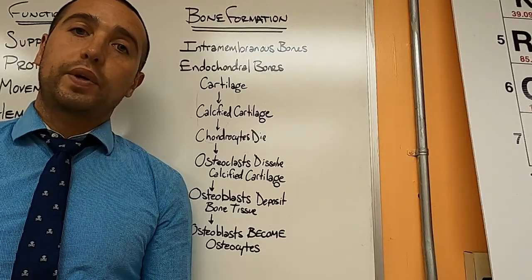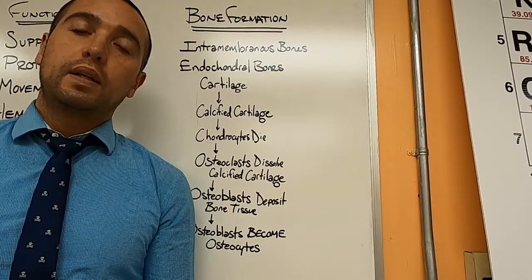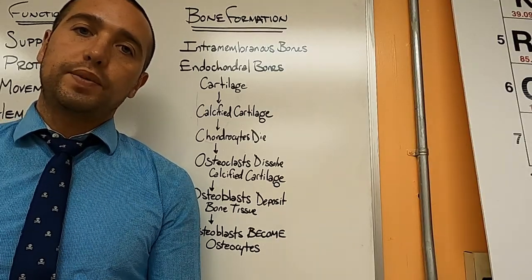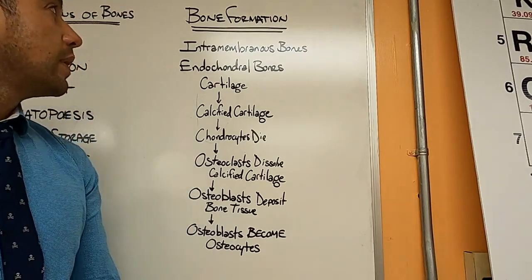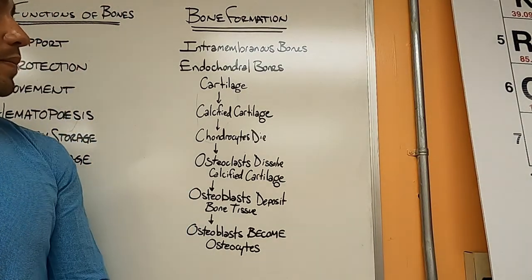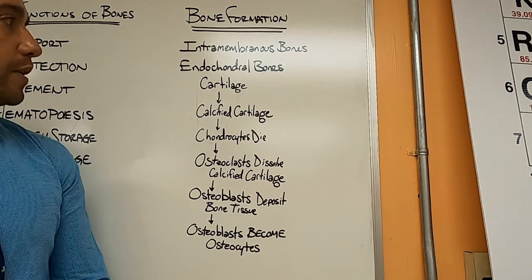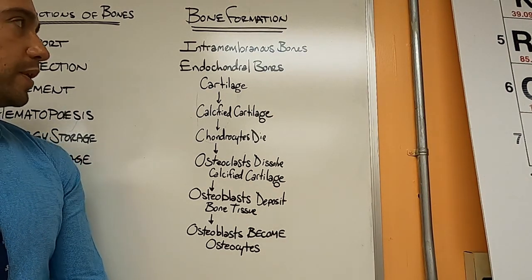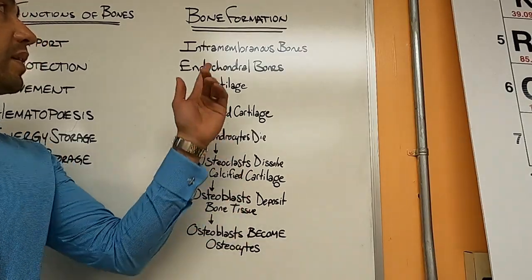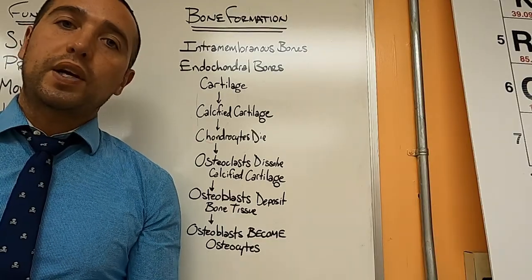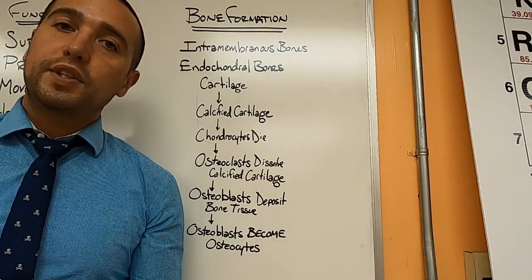Lastly, today we'll cover how bones are formed. There are two different types of bones, how they form. There are intramembranous bones, like the bones of the skull, and there are endochondral bones, which are most of the bones of the body.